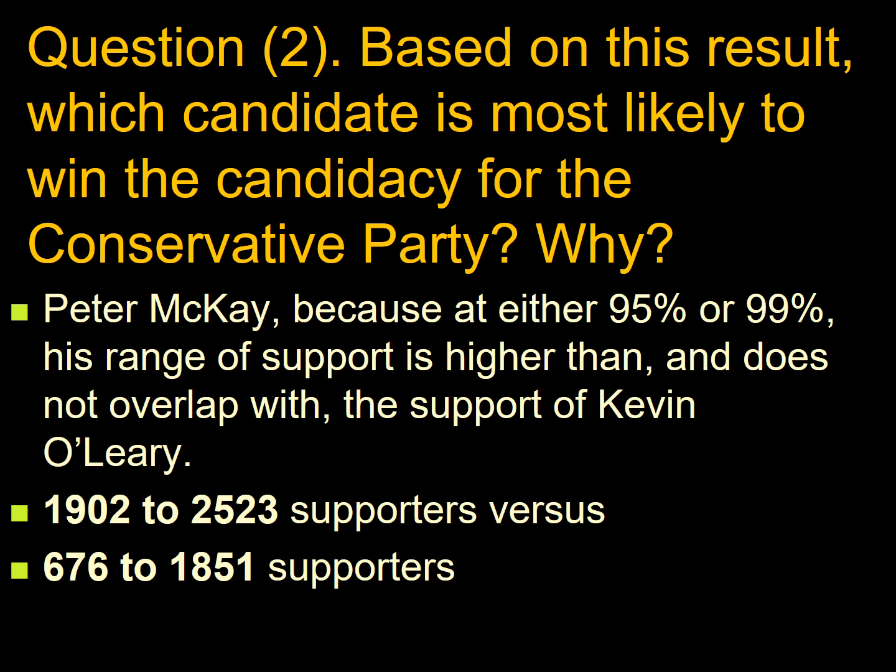At the 99% range, Kevin O'Leary's got 676 to 1,851, and Peter MacKay's got 1,902 to 2,523. Now notice that at the 99% confidence interval range, the values of Kevin O'Leary and Peter MacKay approach each other closer and almost overlap, but they don't. So the 99% confidence interval has a higher level of confidence.